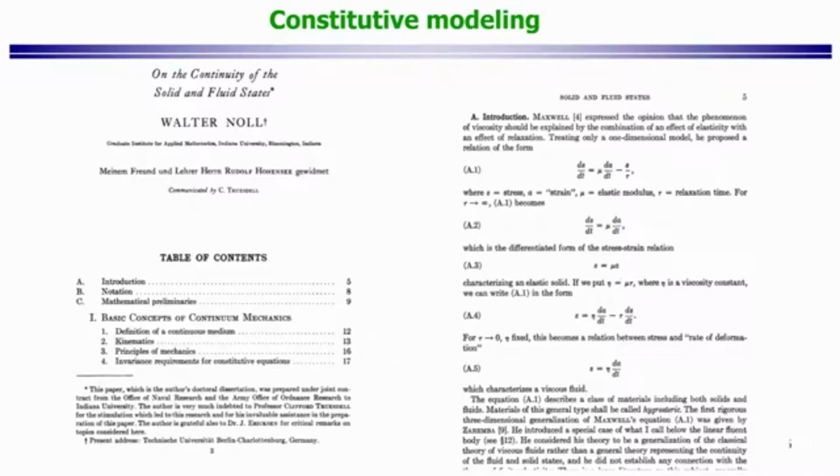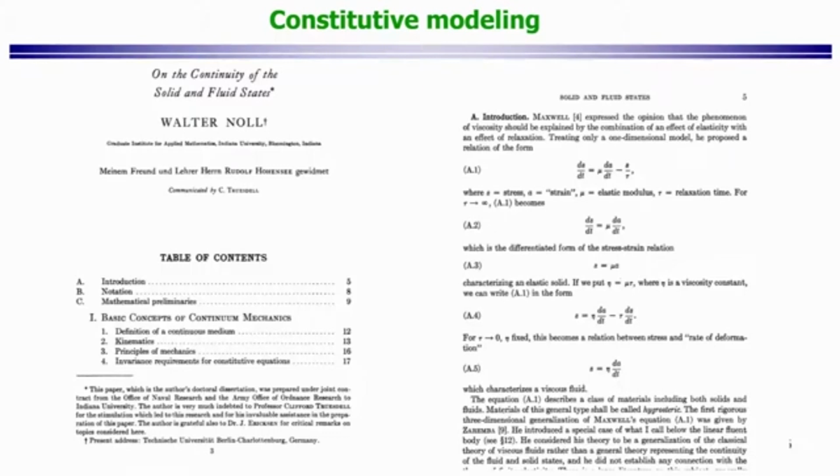The interesting reason I wanted to point it out is he begins with the Maxwell model again. So he starts off with the idea that Maxwell expressed the opinion that the phenomenon of viscosity should be explained by a combination of an effect of elasticity with an effect of relaxation. And treating only a one-dimensional model, he proposed a relationship of the form, and we have seen this equation. So this is something that is familiar to us.